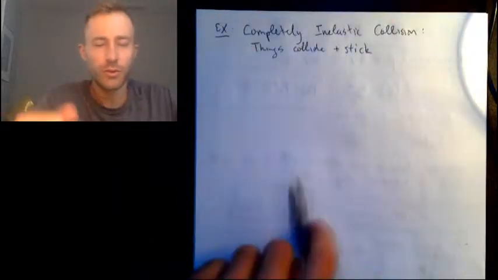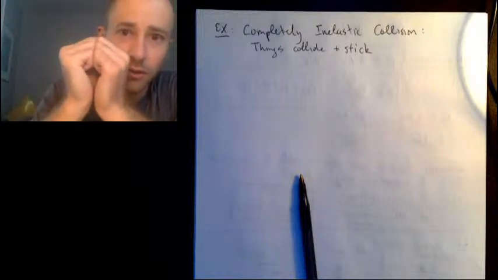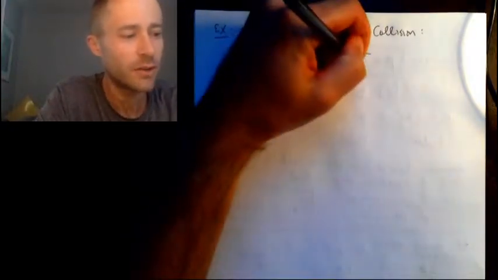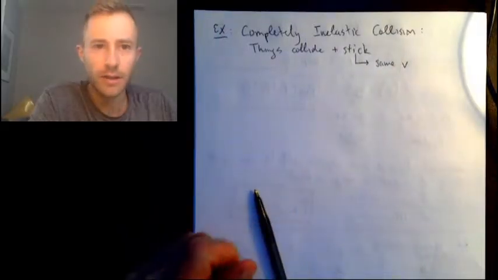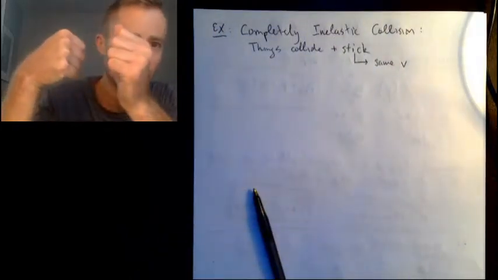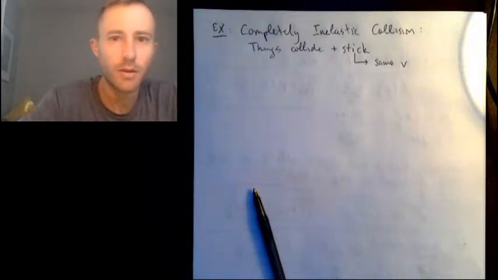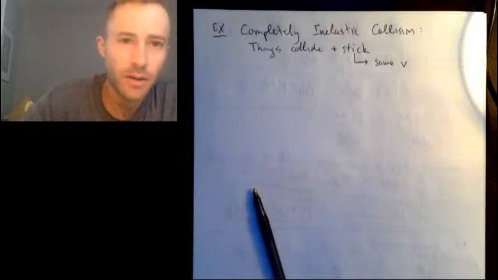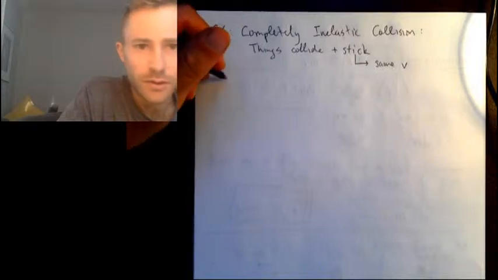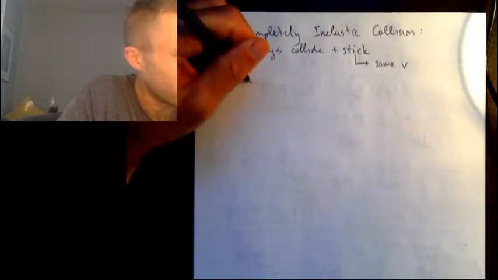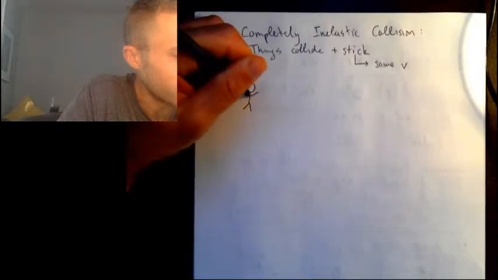So what does it mean for two things to be stuck together? To be stuck together means that they have the same velocity. Okay? If they had different velocities, then they would be drifting apart, right? If one is going faster than the other, then they would slowly drift apart. But because they stick together, they have the same velocity. So for this example, we will have two astronauts that are drifting towards each other.